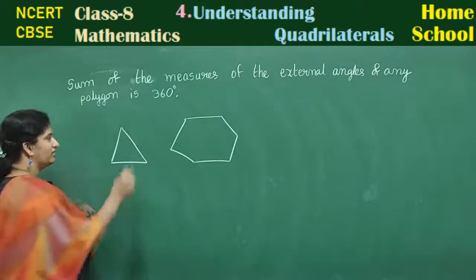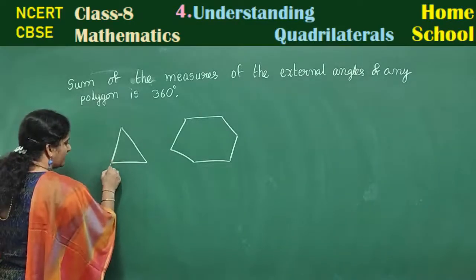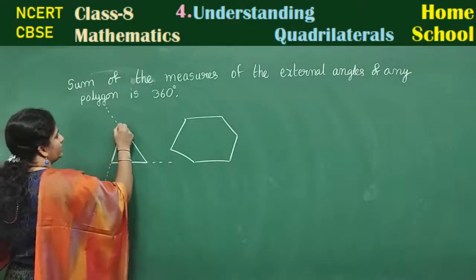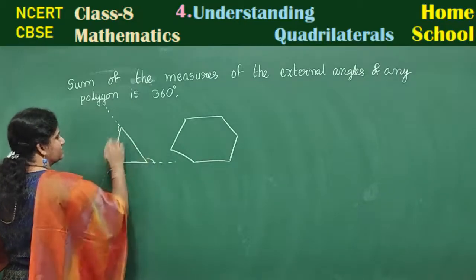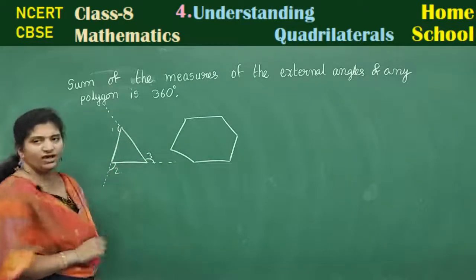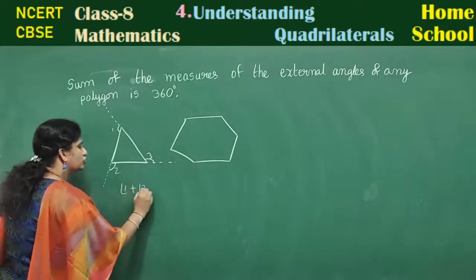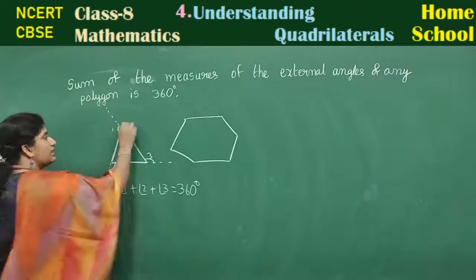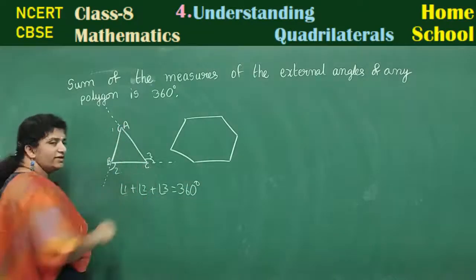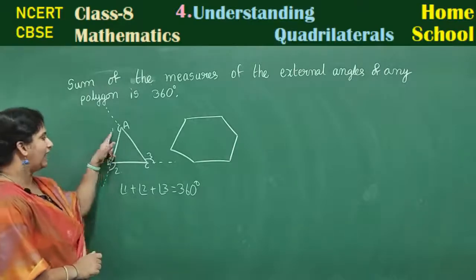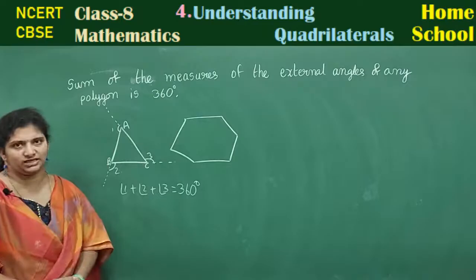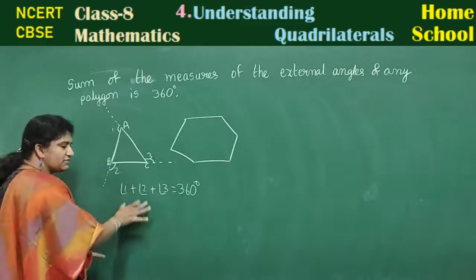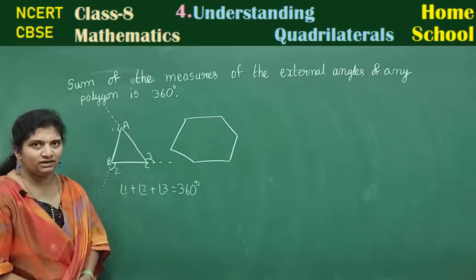Where is the exterior angle here? Let me draw the exterior angle. Let me extend the sides like this. So now you can get an angle. This angle plus this angle, 1, 2, 3. If I write angle 1 plus angle 2 plus angle 3 is equal to 360 degrees. For the exterior angles of triangle ABC, the angle sum will be 360 degrees. Suppose you know any two angles and don't know another angle, just directly substitute and you can get the third angle.